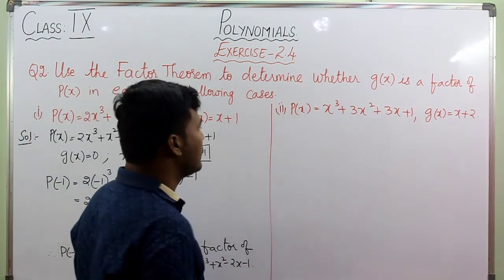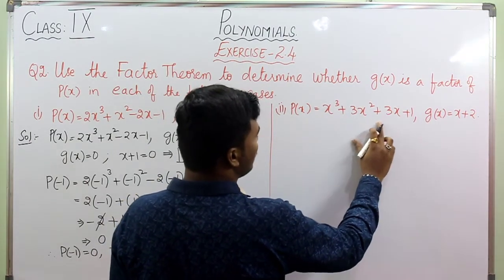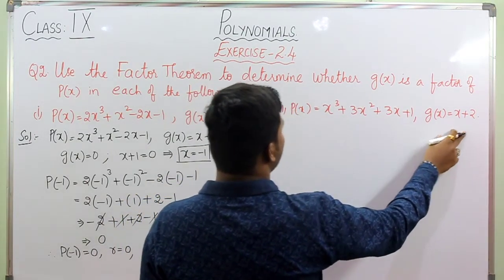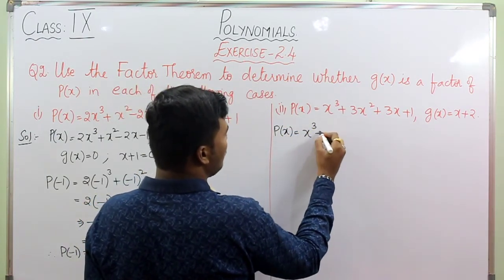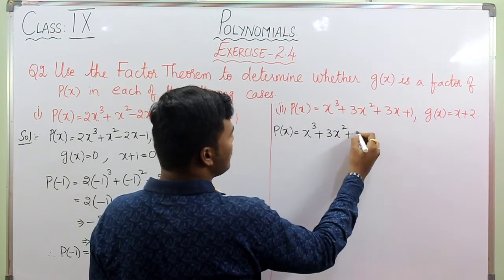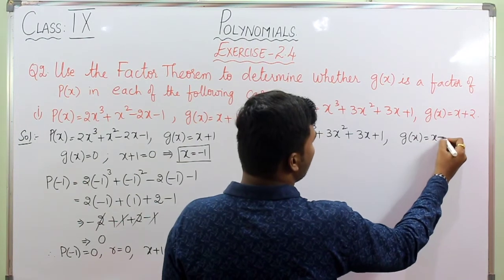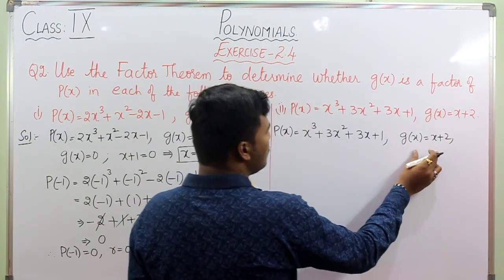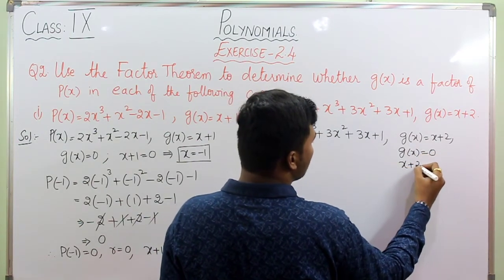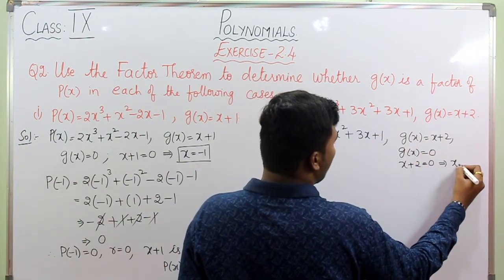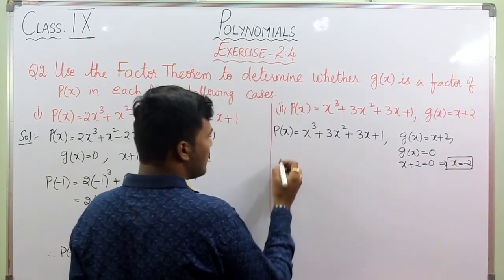Okay, now the second problem, that is, p of x is equal to x cube plus 3x square plus 3x plus 1, and g of x is x plus 2. So first consider p of x equal to x cube plus 3x square plus 3x plus 1, and g of x as x plus 2. In order to prove this, we have to consider g of x equal to 0. Then it will become x plus 2 equal to 0. From that, we will get x as minus 2. Okay, now substitute this minus 2 in this p of x.